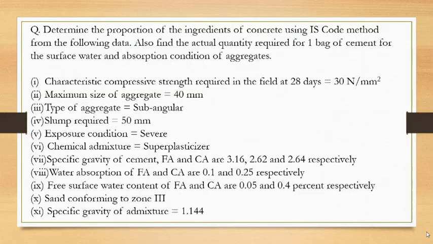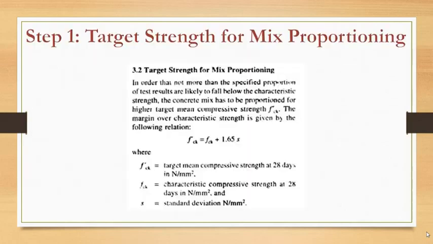We can see in point number 8 and point number 9 that we have the water absorption and the free surface water content for the fine aggregates and the coarse aggregate. This part is the additional part which is different from the previous question. Also, in our previous question no admixture was used, but in this question, it is given in point number 6 that a chemical admixture is used, that is superplasticizer. So let us see how to solve the problem.